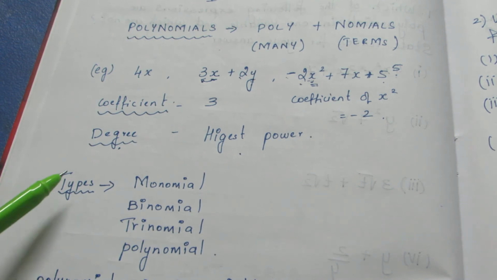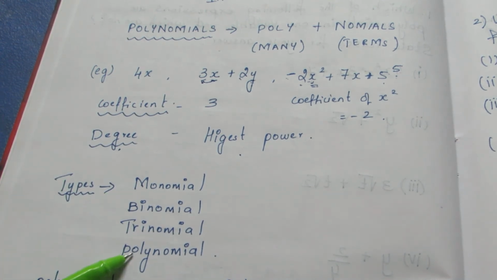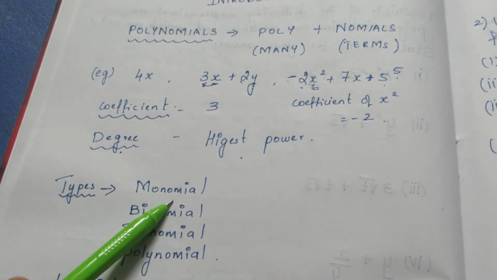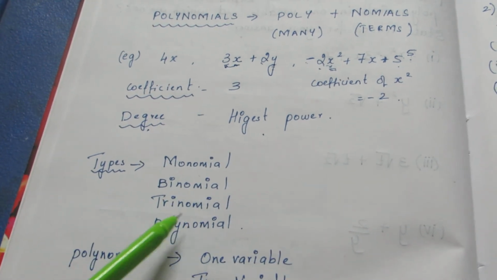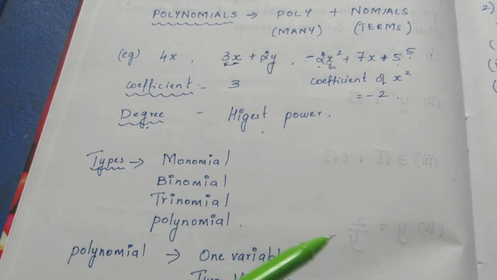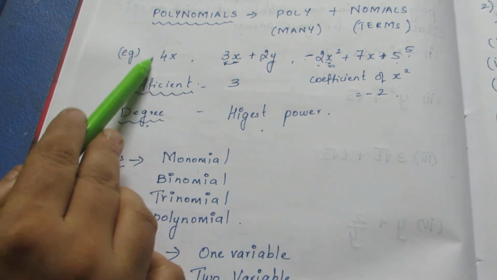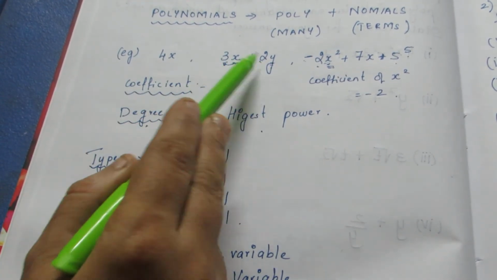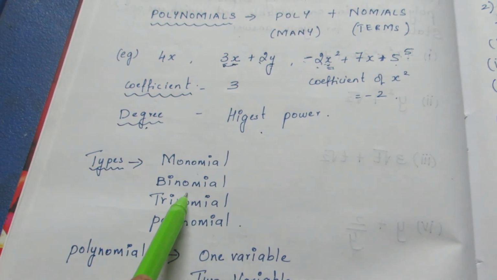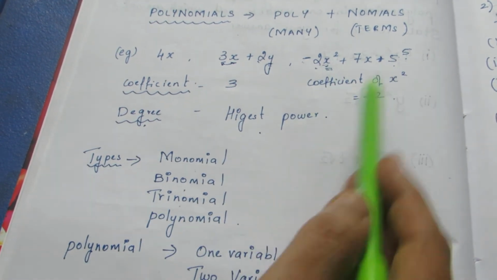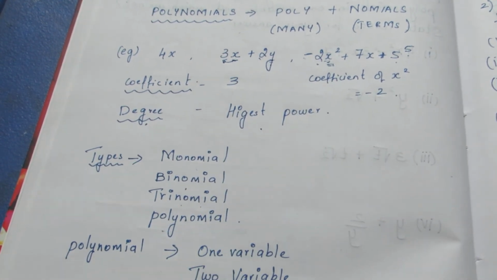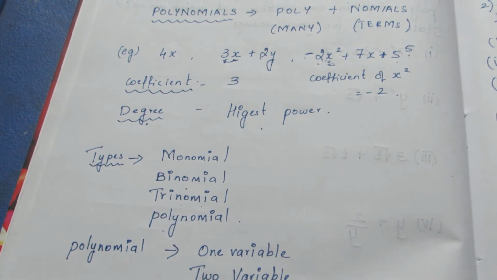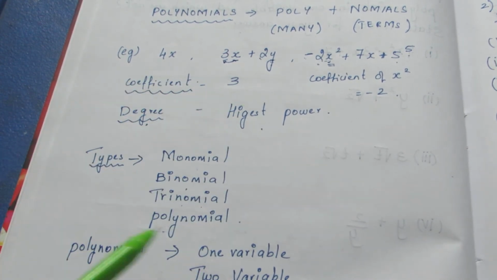The polynomial can be of many types. One is monomial, binomial, trinomial and polynomial. Monomial is nothing but a single term. If we have a single term, then it is a monomial. If we have two terms, it will be a binomial. Three terms is a trinomial. Polynomials are nothing but more than three terms.